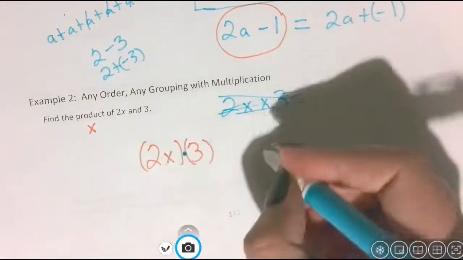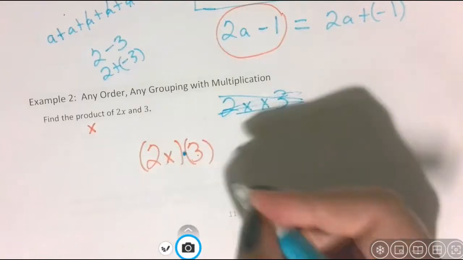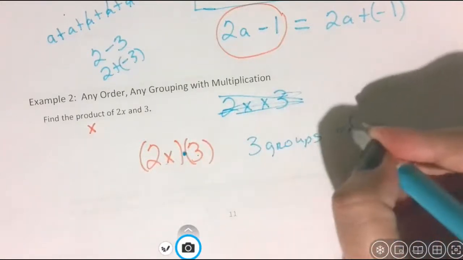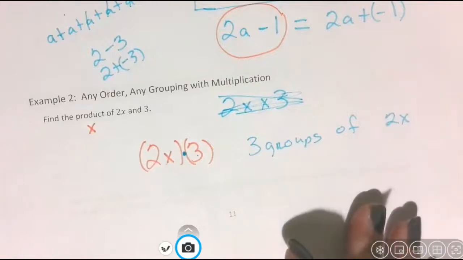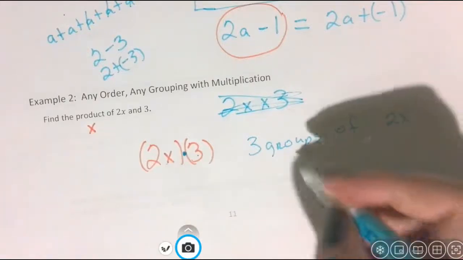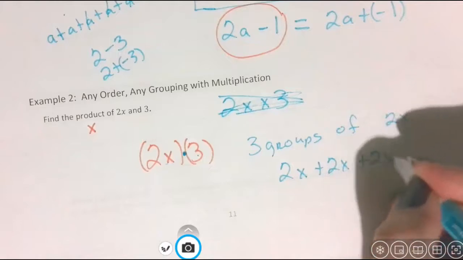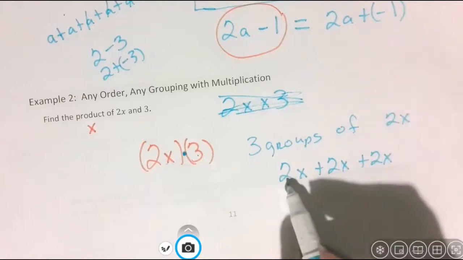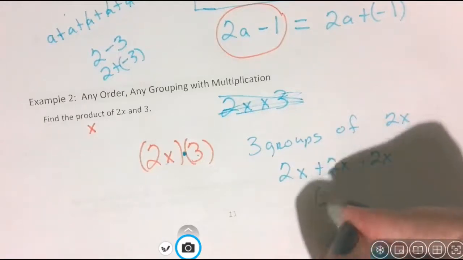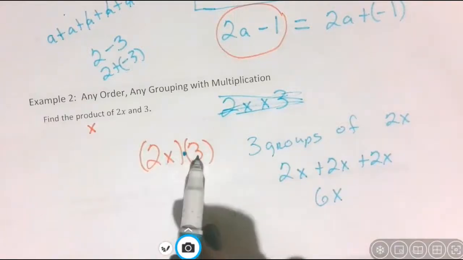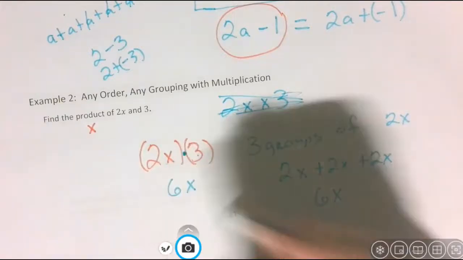So 2x times 3. 3 groups of 2x. I'm going to actually write that down. 3 groups of 2x. Keeping in mind that multiplication is repeated addition. 2x plus 2x plus 2x. 2 x's and 2 x's and 2 x's gives me 6 x's. Now also, 2 times 3 is 6.